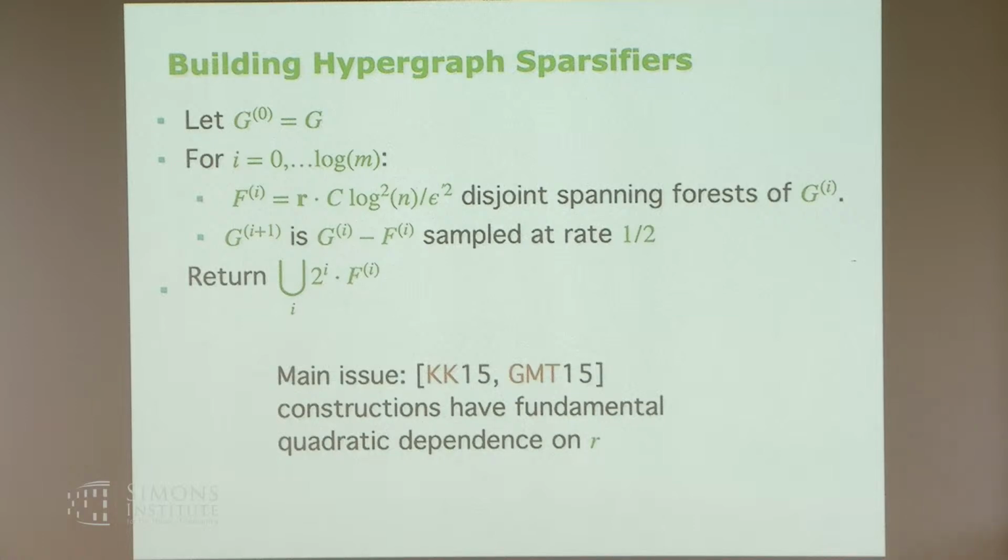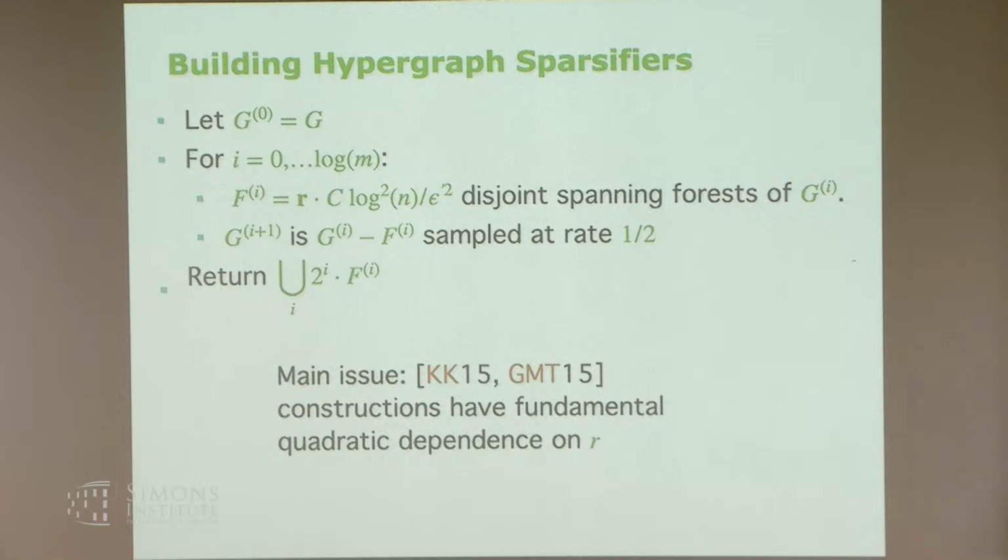So we can page back to this algorithm we saw for hypergraph sparsification. In particular, recall that we're storing this factor of R disjoint spanning forests. And really, this paper was a bit disadvantaged in the sense that it came out in 2015, before we even knew how to construct hypergraph sparsifiers in the static setting with the optimal dependence on R. Right, so the main issue is that in the KK15 paper, the bit complexity of the sparsifier they get has a quadratic dependence on R.